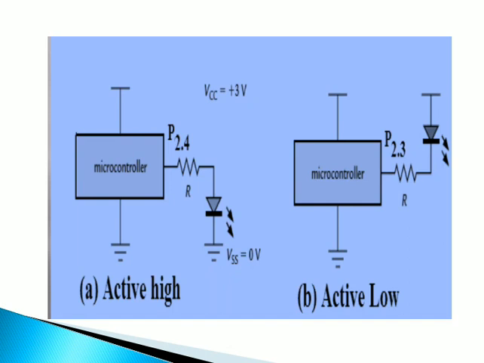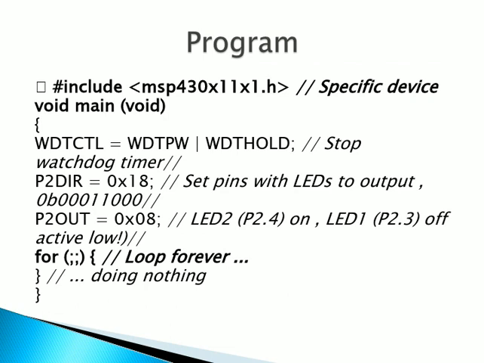You can just see the active high and active low circuits. For active high, you are connecting the LED to port 2.4 and the negative of your LED has been grounded. Whereas in active low, you can see it is connected to port 2.3 and the positive is given to VCC. Now how does it work? You can see the program.